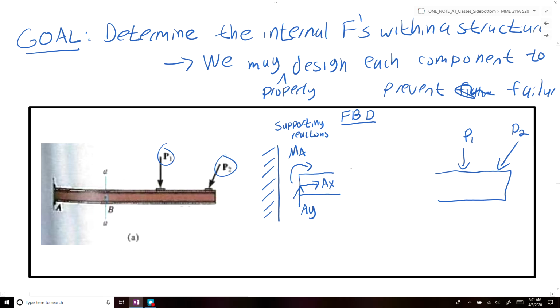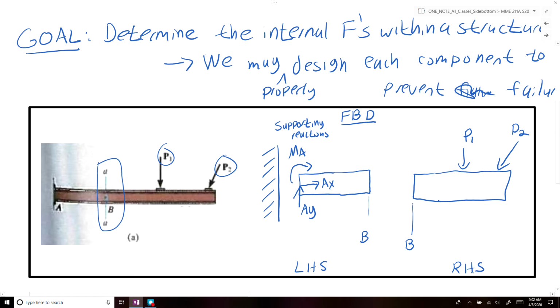Alright, so we want to determine the internal forces at point B, which means we're going to draw a section cut. So we're going to split our system into two parts. At this side here, this is point B, and at this side here, this is also point B. So we've cut the beam into two parts. To make sure that we have the same type of loading situation that we drew on the left-hand side, we have to include the internal forces at point B on both the left-hand side and the right-hand side of our section cut.